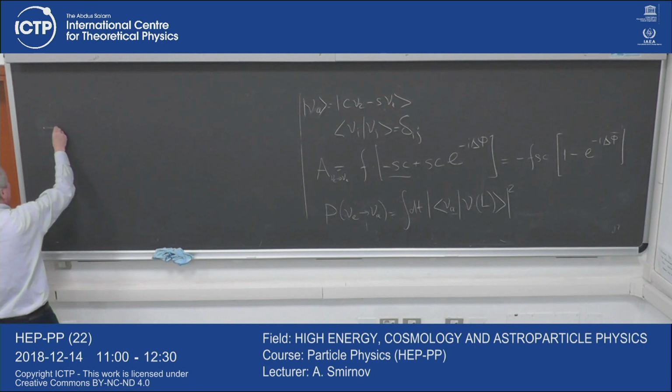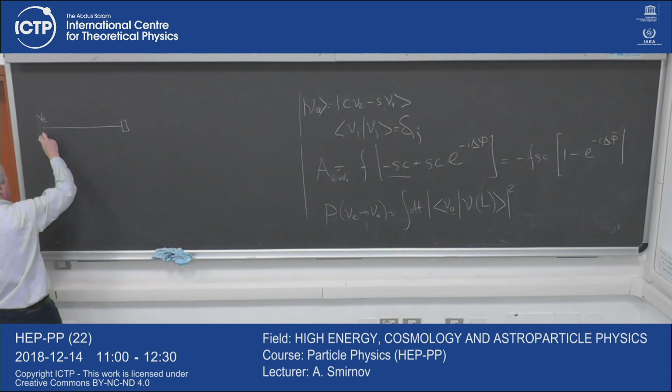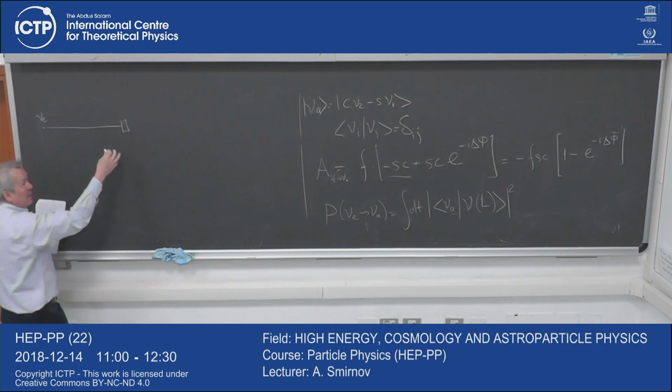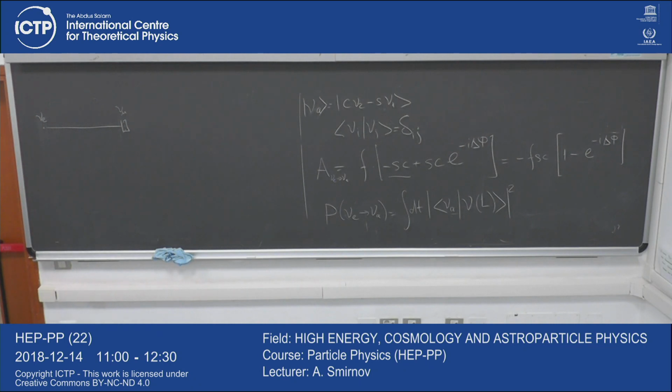So we have the source, and we have the detector. Suppose we have here nu e produced, and our detector can be arranged to detect nu mu, like for instance what we are using now in long baseline experiments. Or vice versa, we can produce nu mu and then detect nu e. Now the probability can be written.